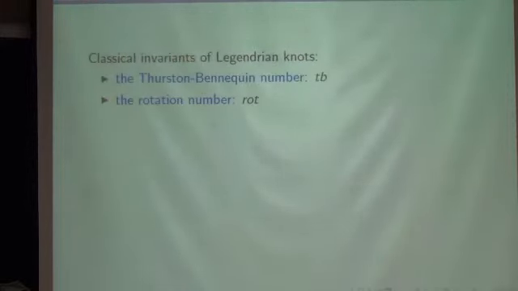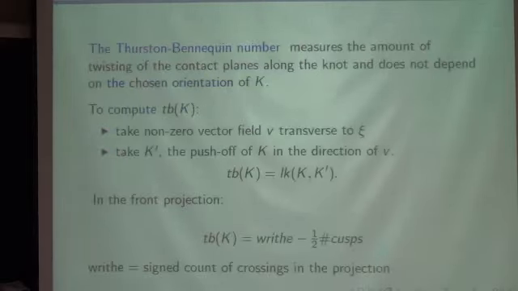All right. So with Legendrian knots, there are two classical invariants that people use to distinguish them and understand them. The first one is the Thurston-Bennequin number, and then we'll talk about the rotation number. The Thurston-Bennequin number measures the amount the contact planes are twisting along the knot. This doesn't depend on the orientation of the knot, because you're just measuring the number of times the plane turns around as you go all the way along the knot. So it has to be an integer.